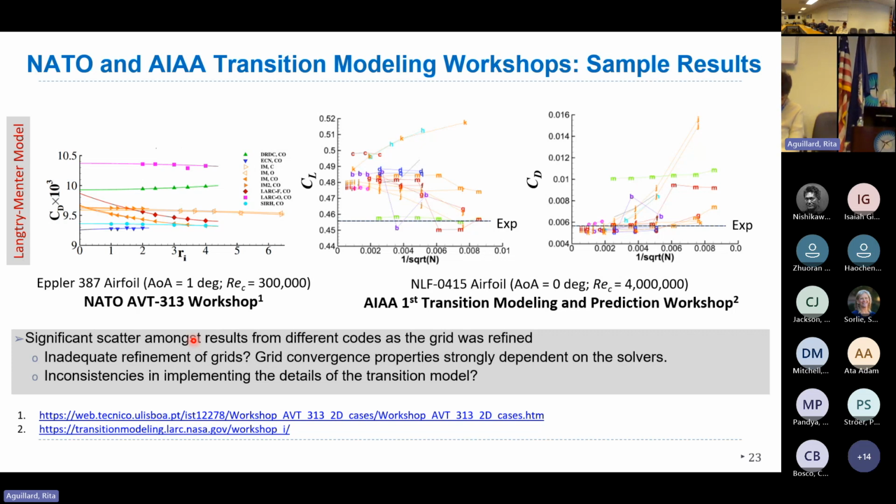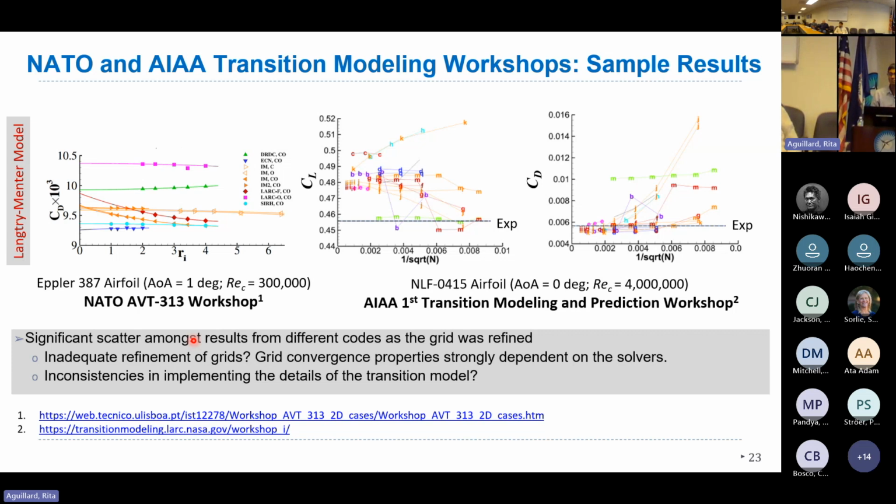For example, the LM model is supposed to be implemented on the 2003 version of the SST model. A lot of people, for whatever reasons, overlooked that. They implemented it on the 94 version. So the calibration is slightly off, and they ended up with a slightly different result. Or sometimes they have limiters inherently turned on in their solvers, which shouldn't have been turned on when you're using these transition models. So that would give you a different answer. So there were a lot of inconsistencies, and that has been true throughout the turbulence modeling.